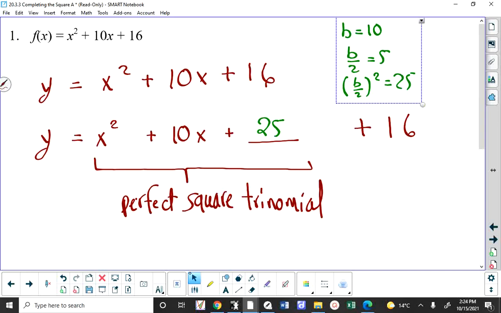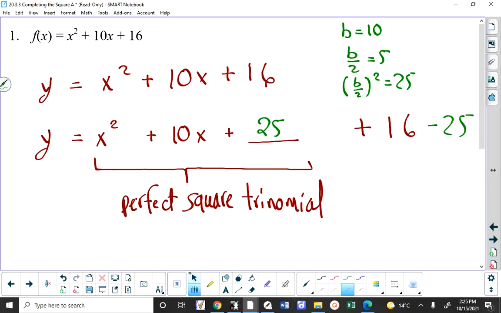Okay, so now, I started off with this function, which is written in brown. And I've changed it. I can't just walk around adding numbers to equations unless I do the opposite somewhere else. So what I'm going to do is, since I've added 25, I'm going to take away 25. And if I said simplify that whole line now, you'd go, well, 25 minus 25 is 0. So I get x squared plus 10x plus 16. We don't want to do that because then we're working backwards. What we want to do is write this in factored form.